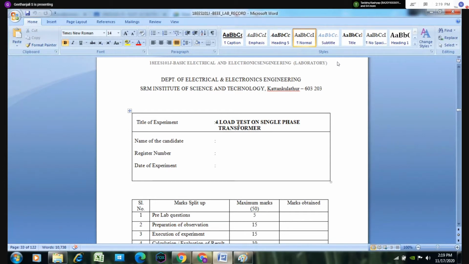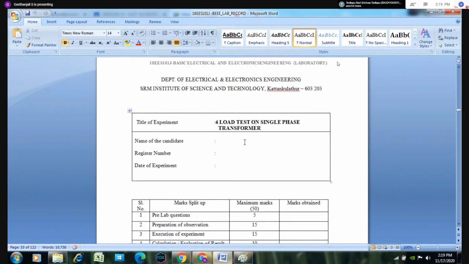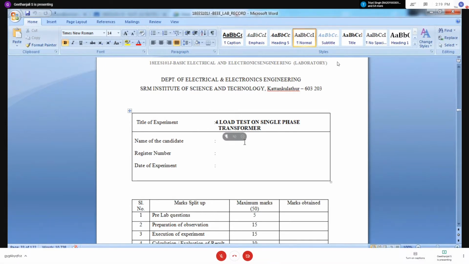This is the main introduction about the transformer. Load in the sense, not loading the transformer, not keeping the heavy load on the transformer. We are using the electrical energy available in the secondary of the transformer. So we are increasing the load from light load to heavy load.